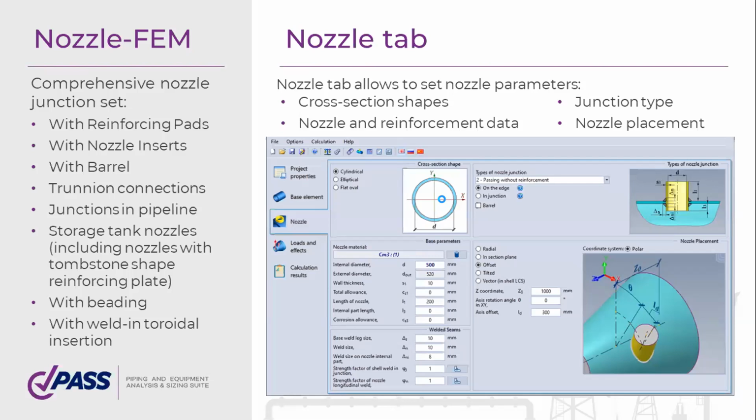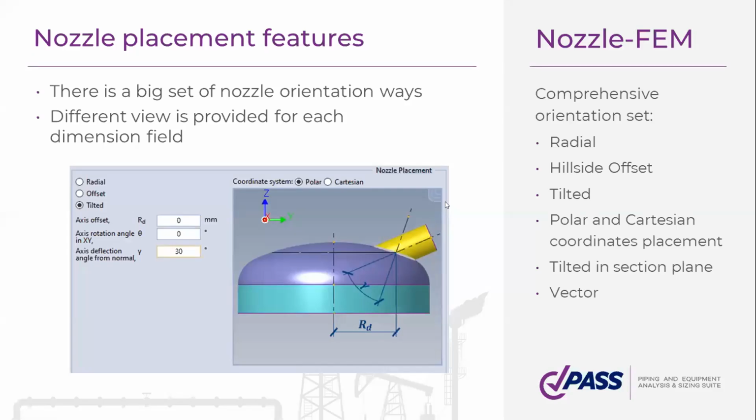You can set nozzle placement in different ways, including radial, offset, tilt nozzles. You can set the position of the nozzle using polar or Cartesian coordinates. You can even use a vector.